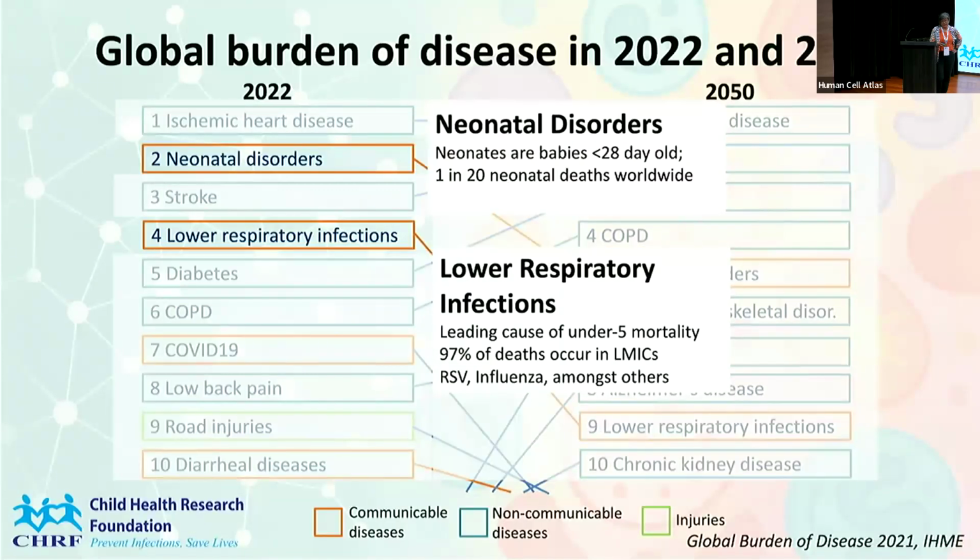And the other disease, a communicable disease, is lower respiratory infection, caused by, let's say, influenza, respiratory syncytial virus, amongst others. Now, respiratory viruses are common all across the world, but severity and death are most common in countries with the least health resources. So 97% of all deaths due to pneumonia actually occur in just a few countries. COVID is also a lower respiratory tract infection, but it was grouped separately because it was a pandemic, and we see that in 2050, hopefully it will disappear.